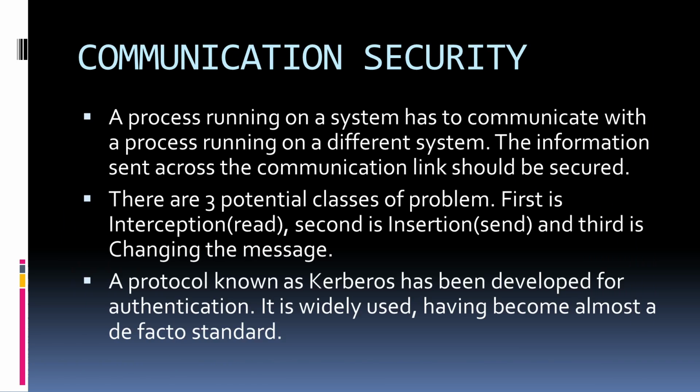Now, communication security. A process running on a system has to communicate with a process running on a different system. The information sent across the communication link should be secured. There are three potential classes of problems. First is interception, or reading the message while the transmission is taking place. Second is insertion, or sending a message which the user was not actually sending. And third is changing the message.